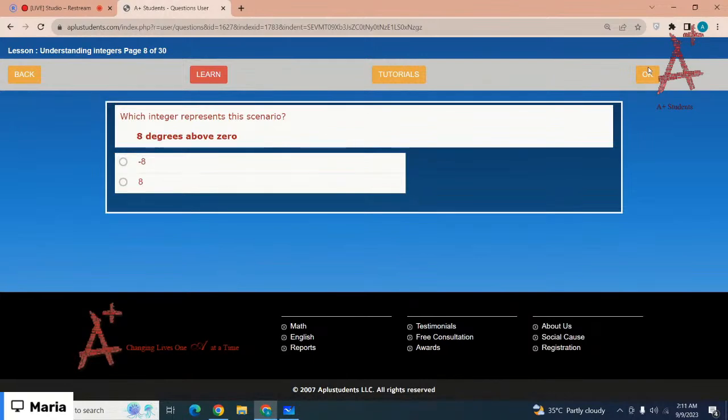Eight degrees above zero, which is the correct option? 8 degrees above, right? That means you have to add 8 to 0, right? So it would be +8. It would be an increase. You are adding, that would be an increase. So that would be +8.